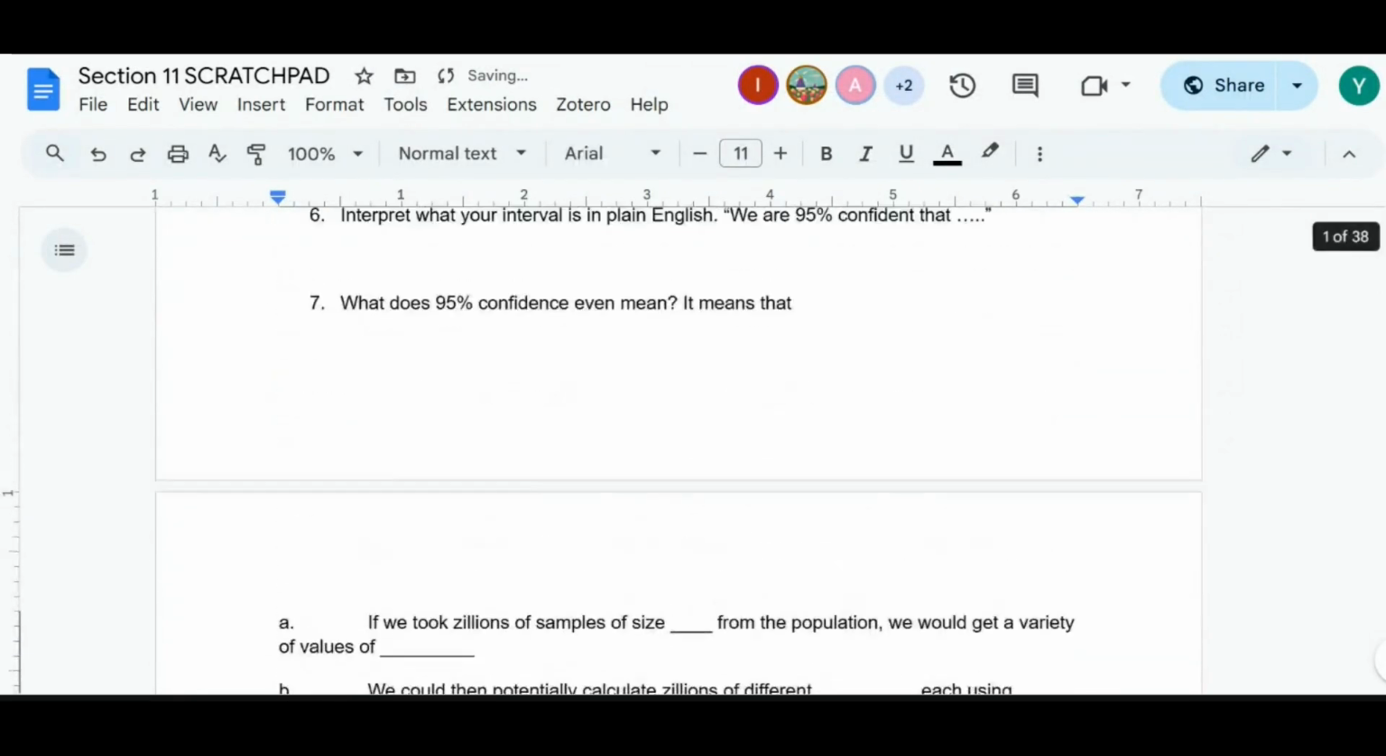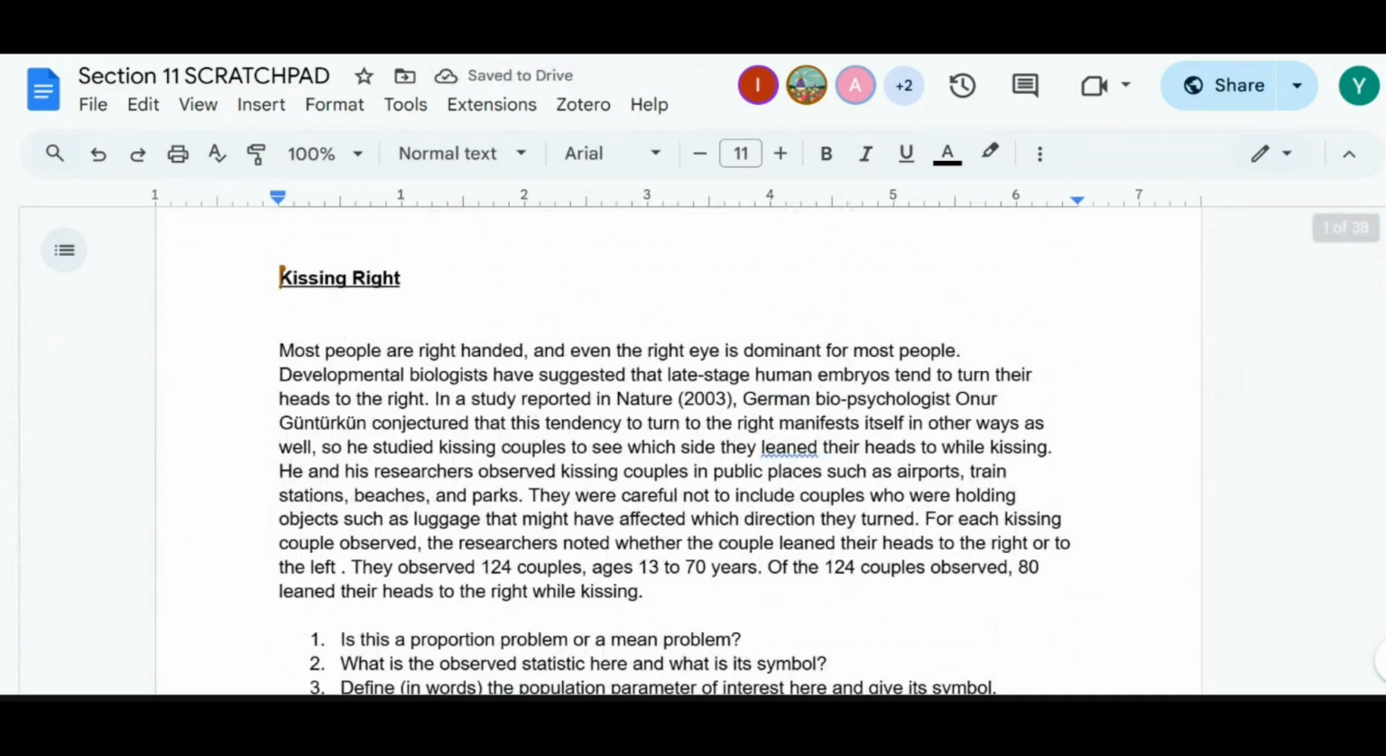Okay. I like this data set because it's interesting. So what did this researcher do? And this was published in Nature, which is a top journal, by the way. He wanted to know, because we know that maybe about 90% of the world is right-hand dominant, whether that extends to other activities, not just using a hand. So he wanted to know specifically, when people kiss, do they also lean right?